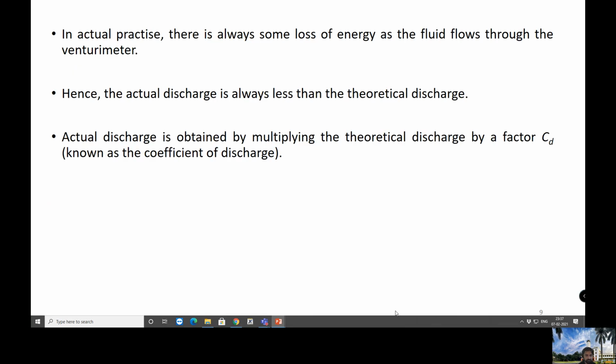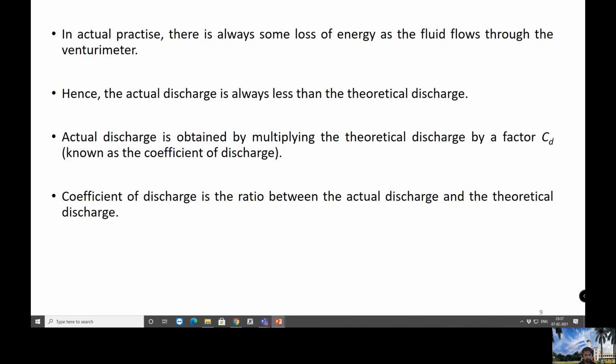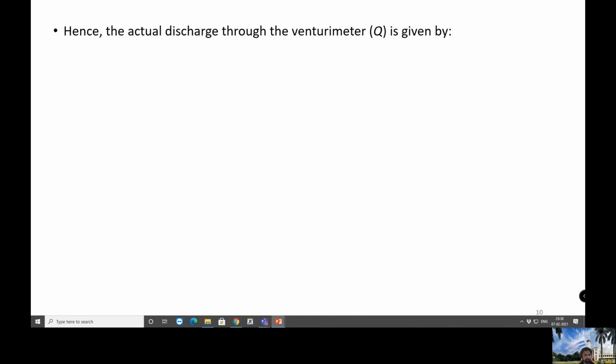Actual discharge is obtained by multiplying the theoretical discharge by a factor Cd, which is also called the coefficient of discharge. The coefficient of discharge is the ratio between the actual discharge and the theoretical discharge. Hence the actual discharge through the venturimeter Q is given by Cd multiplied by the theoretical discharge.